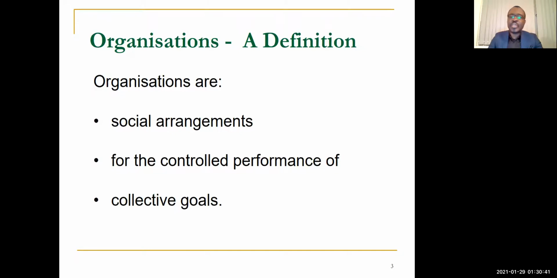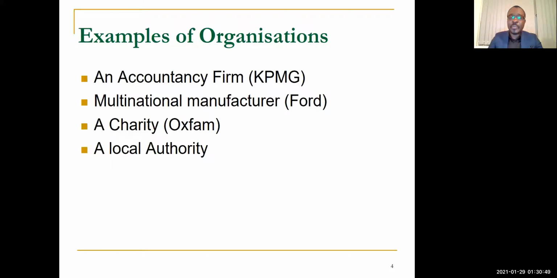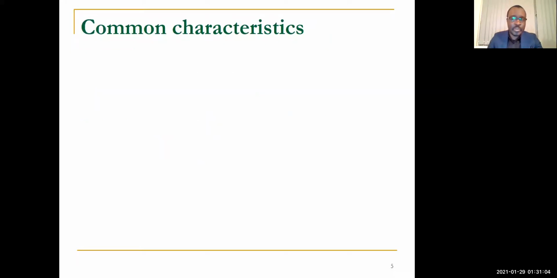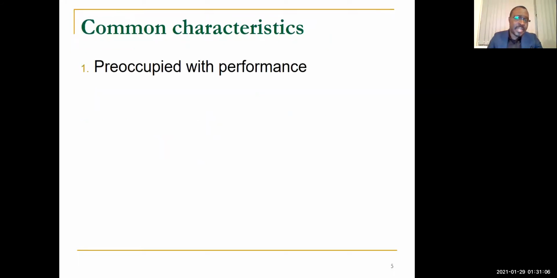Organizations are simply social arrangements organized or set up with the aim of controlling some performance to achieve a collective goal. So examples like the Big Four audit firm, KPMG, a multinational organization like Ford, a charity organization like Oxfam, and then a local authority like Renfrewshire Council are all examples. Let's look at their common characteristics.